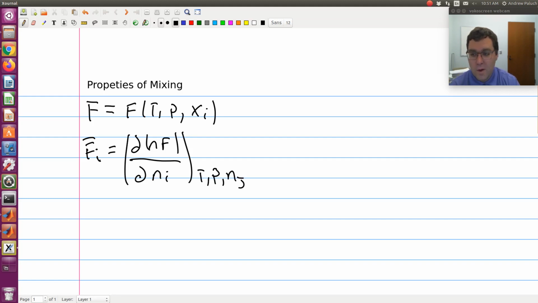So our partial molar property we can interpret as a response function. It tells us how our extensive f changes upon addition of some differential number of moles of species i, keeping everything else held constant. The other interpretation we can have of it is it's essentially the effective f due to component i in solution. So again, the easiest example to visualize is just thinking about volume.